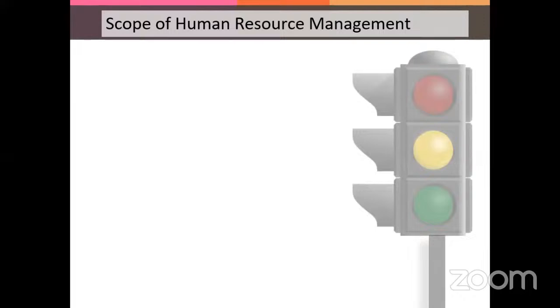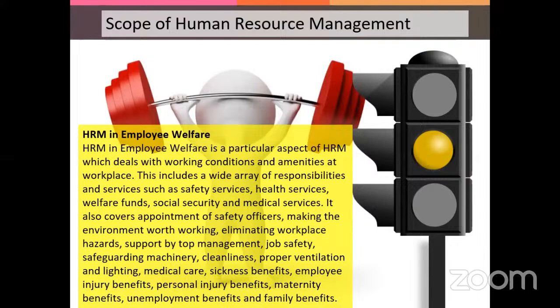Now, when you look at HRM and employee welfare, just as the name suggests, it is a particular aspect of HRM which deals with working conditions and amenities at the workplace. This includes a wide array of responsibilities and services such as safety services, health services, welfare funds, social security and medical services, and others. It also covers appointment of safety officers, making the environment worth working in, eliminating workplace hazards, support by top management, job safety, safeguarding machineries, cleanliness, proper ventilation and lighting, medical care, sickness benefits, employee injury benefits, personal injury benefits, maternity benefits, unemployment benefits, and family benefits. These are all encompassed in employee welfare.